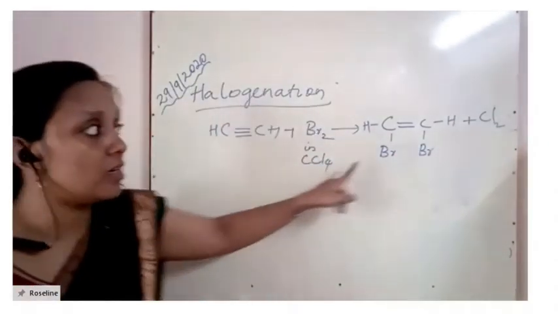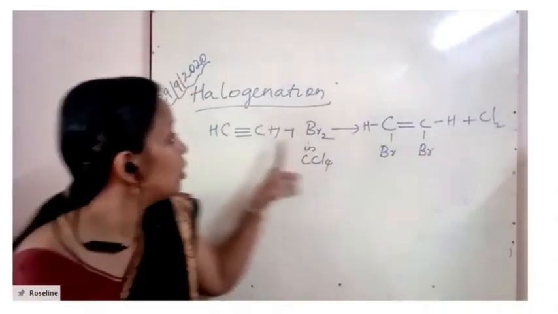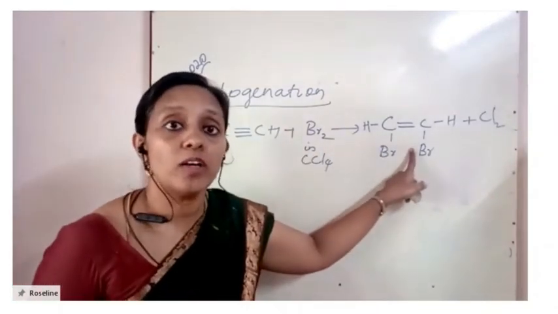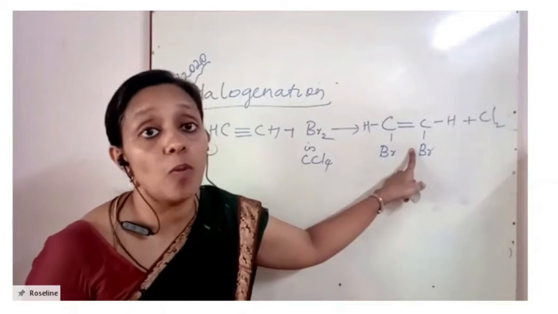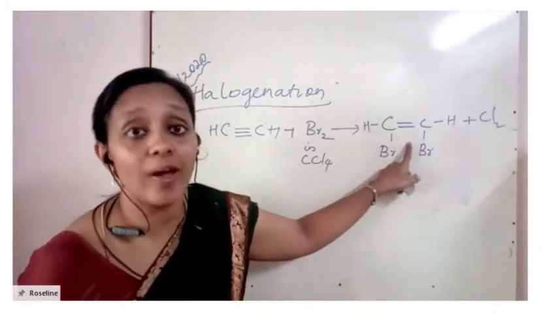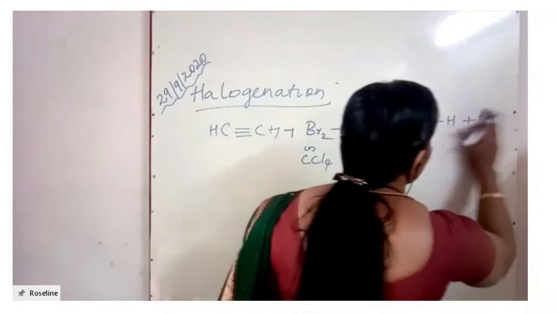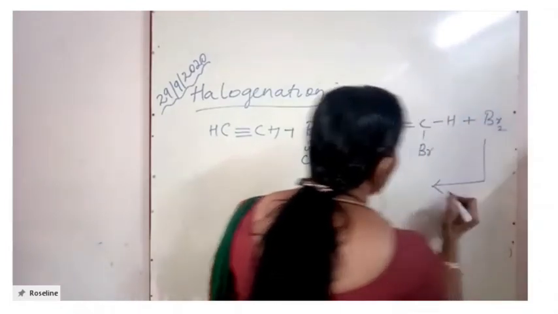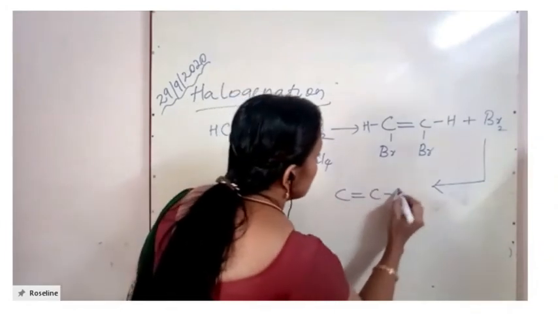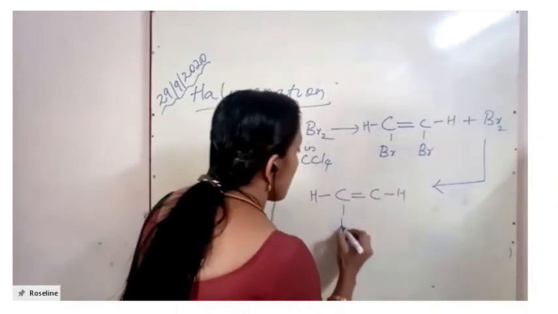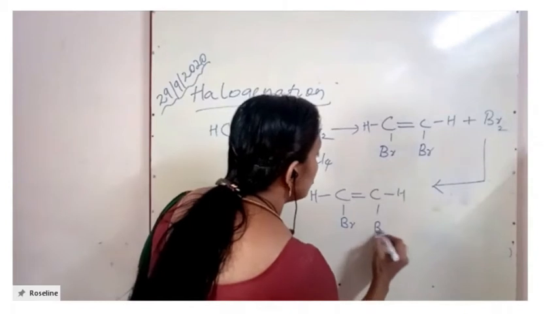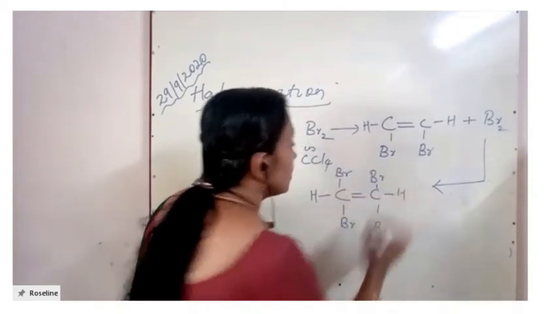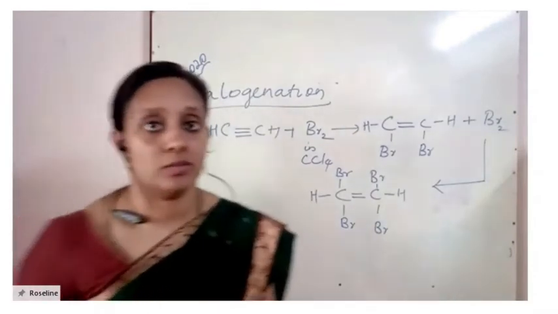Bromine will be getting added to this acetylene, giving rise to 1,2-dibromoethene, isn't it? Now you continue adding bromine in carbon tetrachloride to this compound. So what do you get? You're getting 1,1,2,2-tetrabromoethane. Exactly as we have seen in the case of chlorine.